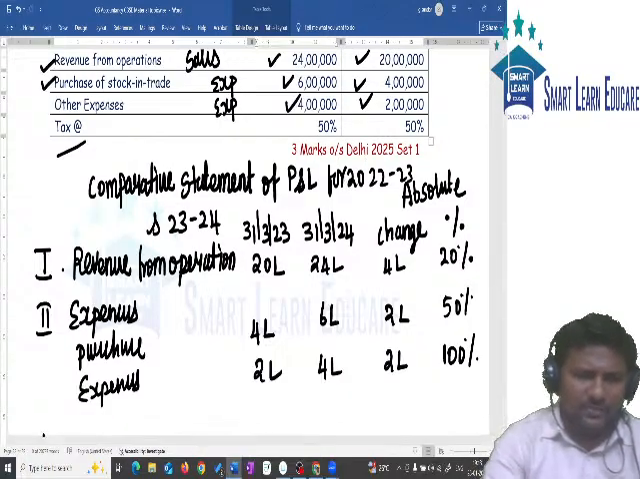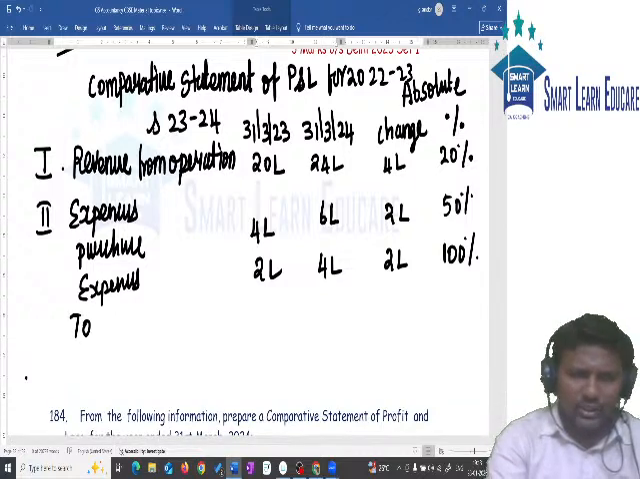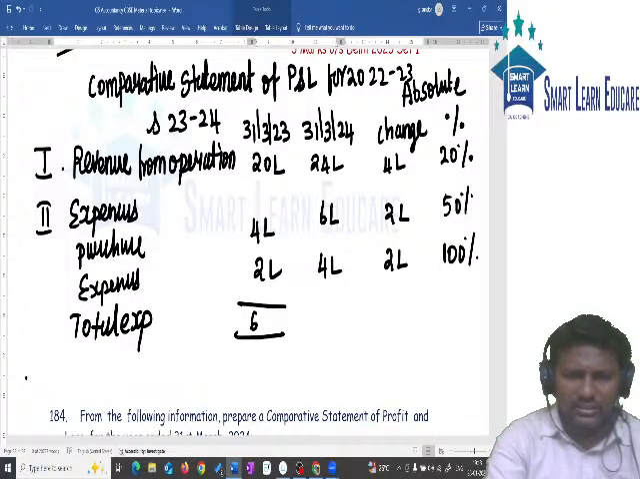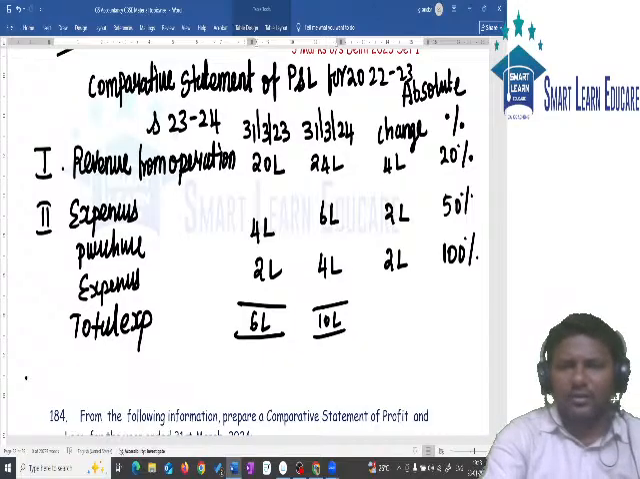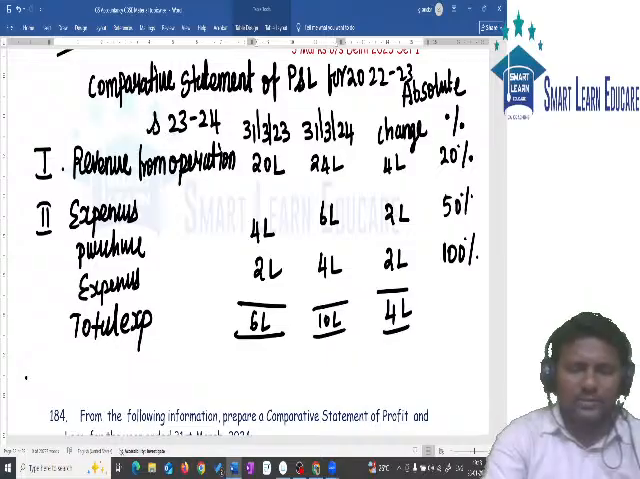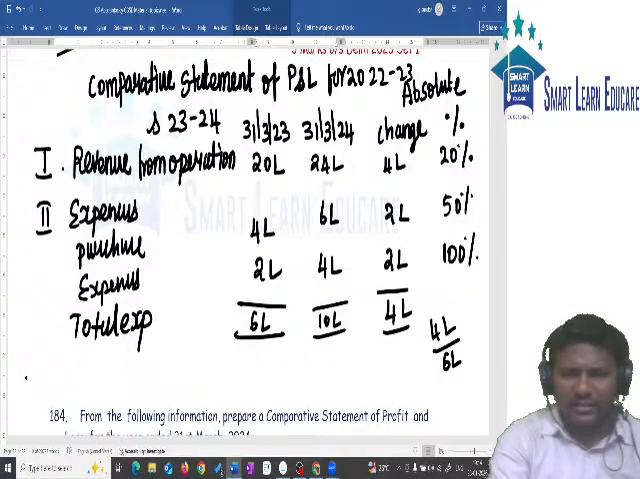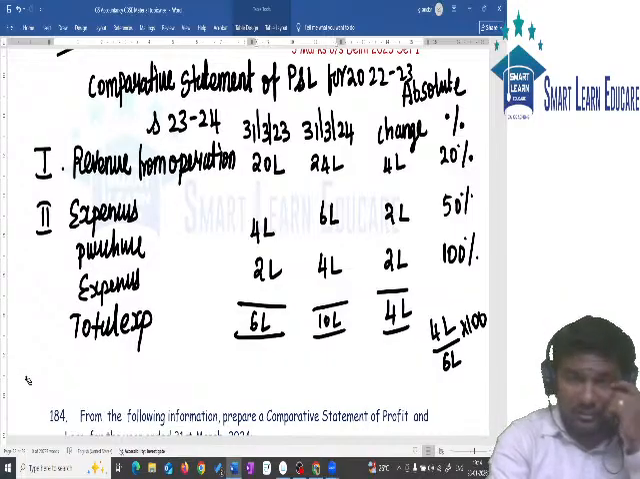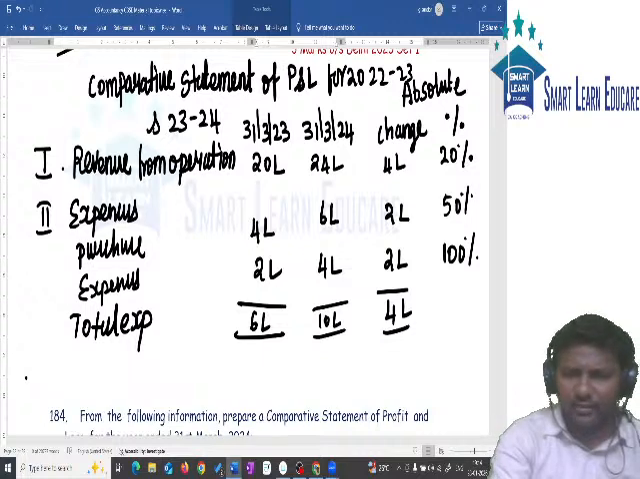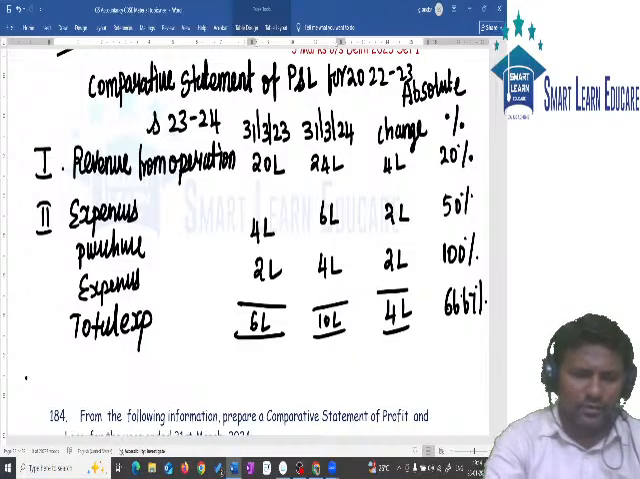Total of expense. What is the total of expense? Add 4 plus 2, it is 6 lakh. 6 plus 4, it is 10 lakh. So 10 lakh minus 6 lakh gives a net increase of 4 lakh. Again, 4 lakh you express in terms of percentage: 4 lakh divided by 6 lakh into 100, which is 2 by 3, nothing but 66.67 percentage.